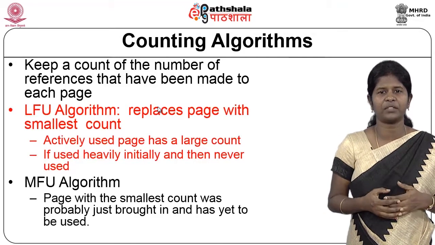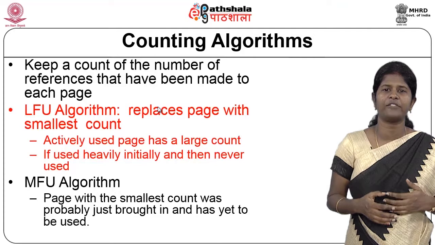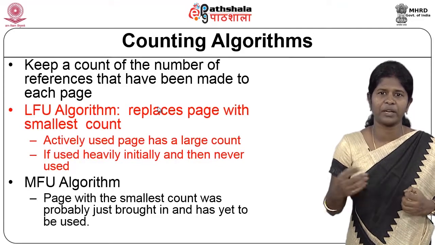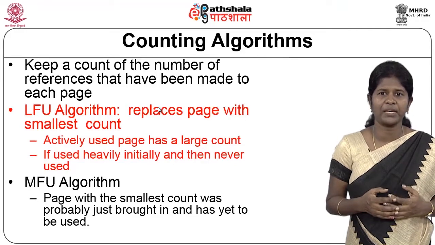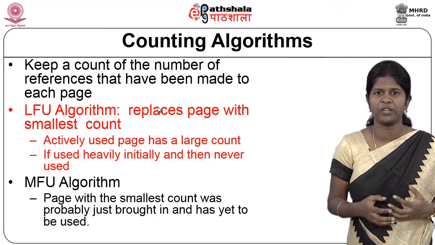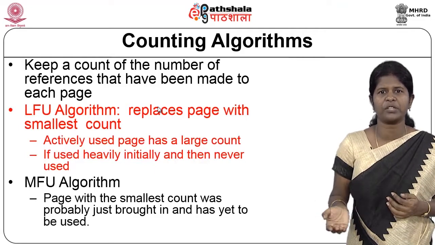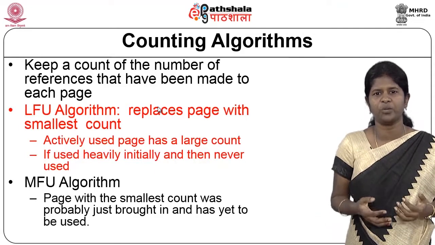For the LFU algorithm, the positive argument is that you look at a page which has got the smallest count and replace it, because you assume that it was not a page that is actively used, it is not used many times, and hence it may not be used many times in the future also. That is what you look at.